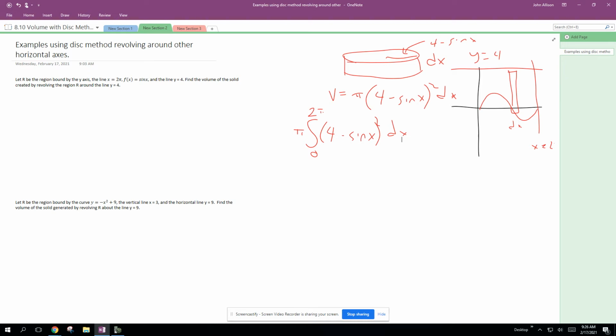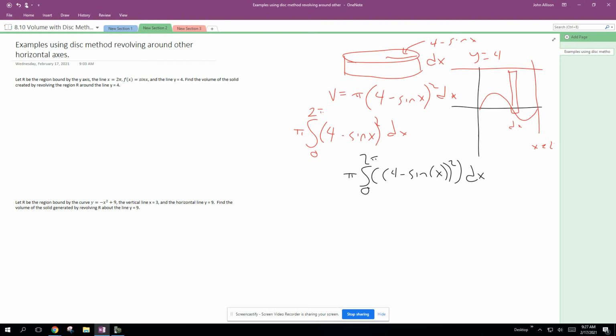So I'm going to show you again what I've put in the calculator for the TI-84. This is going to be pi times the integral from 0 to 2 pi. The parentheses automatically opens. I'm going to open a new set of parentheses, do 4 minus sine. Another set of parentheses is open, so I have to close the sine x parentheses, close the 4 minus sine x, then square that, then close the parentheses on the integral, and then dx. That's how we enter that in a calculator.